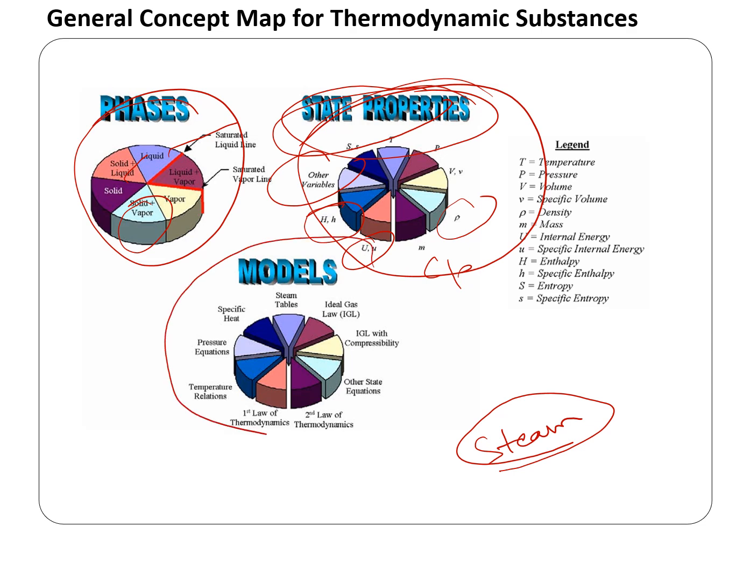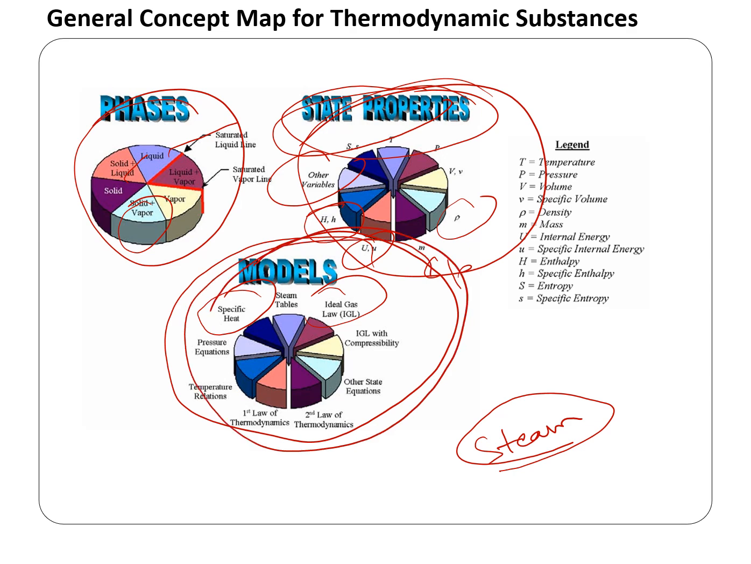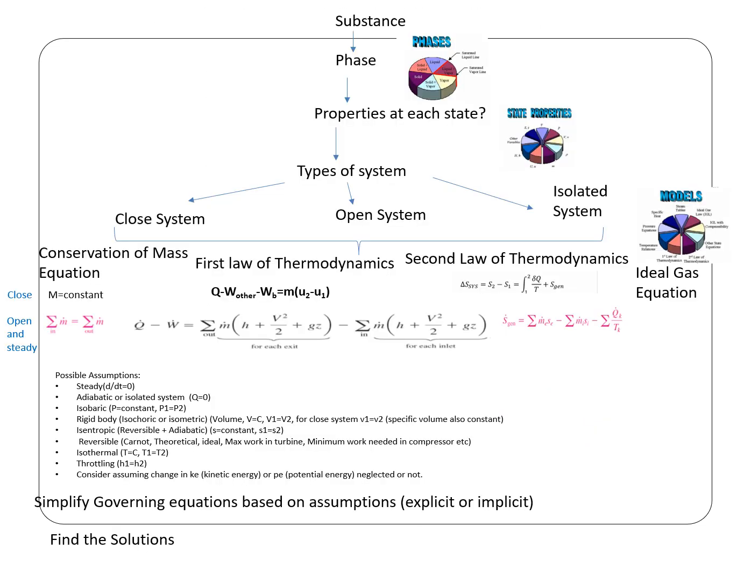And then you need to decide which model you need to use. The model could be the energy equation for closed system, the energy equation for open system, conservation of mass equation, ideal gas equation, specific heat equation. So these are available models. So choose what substance, what phase, and then figure out the property. Once you know the property, you have these models, and based on the assumptions, you need to simplify the model and then find the desired output. So this is the procedure you need to follow in solving the thermodynamic problem.